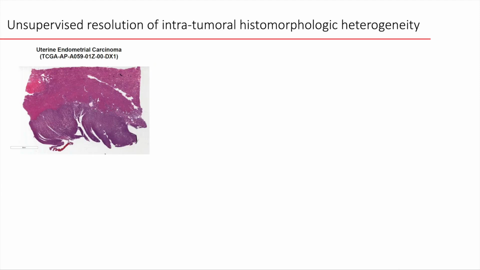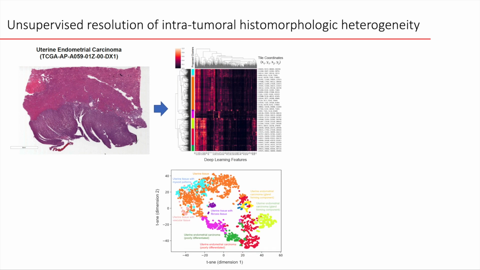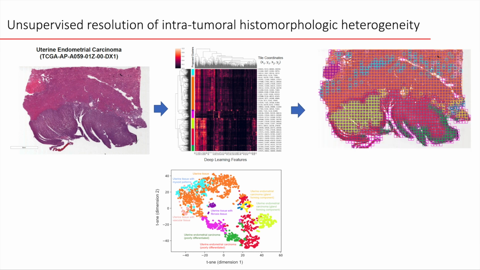Here's another example of how we use these to identify intra-patient heterogeneity. So this is a slide from the TCGA network of a uterine carcinoma. You see the myometrium, the endometrial tissue in pink, and then the carcinoma is the more cellular purple area of the slide. We automate the tiling of this image and then cluster the specific 516 micrometer square tiles to see which ones should be grouped together.